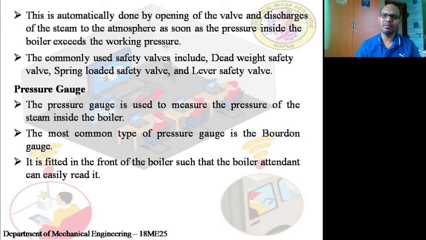So, it is one of the pressure gauges that is being mostly used. It is fitted in the front of the boiler such that the boiler attendant can easily read it. So most of the times, every 10 minutes or 15 minutes, or it may be half an hour, or it may be 1 hour, they will keep monitoring the pressure rise.